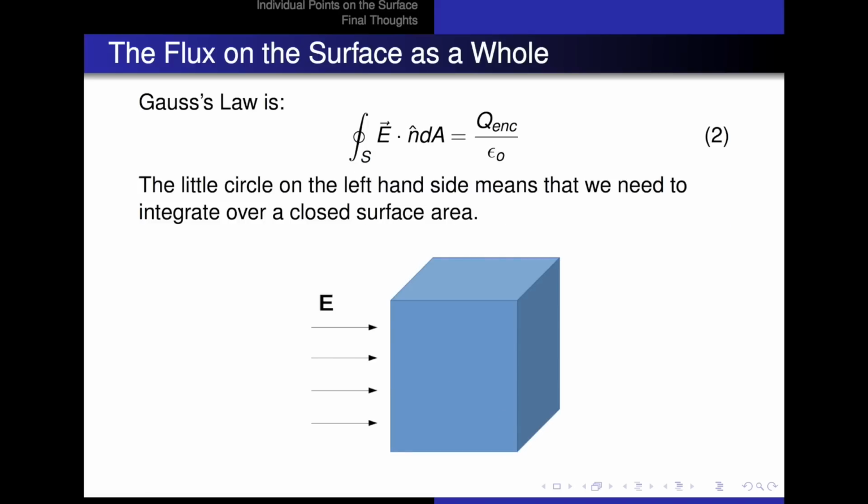Now, Gauss's law says the closed surface integral of E dot n hat dA is equal to Q enclosed over epsilon naught. The little circle on the left-hand side of the expression means that we need to integrate over a closed surface area. So for example, in the case with this cube, we need to integrate the electric flux over each of the 6 faces.